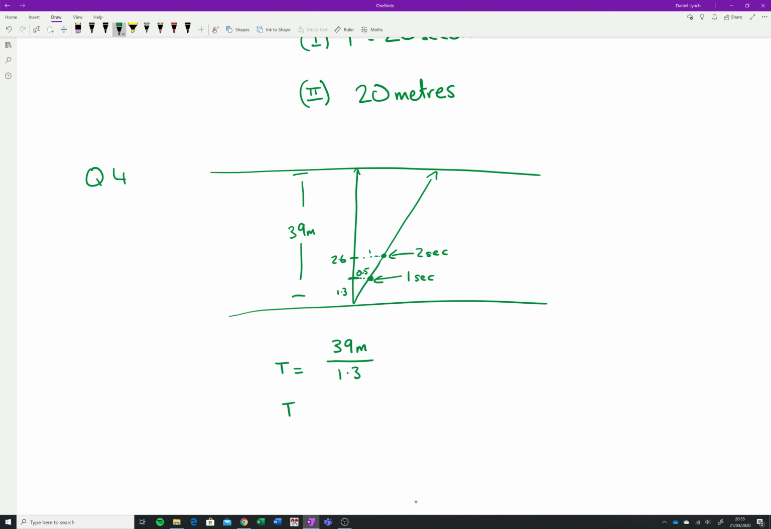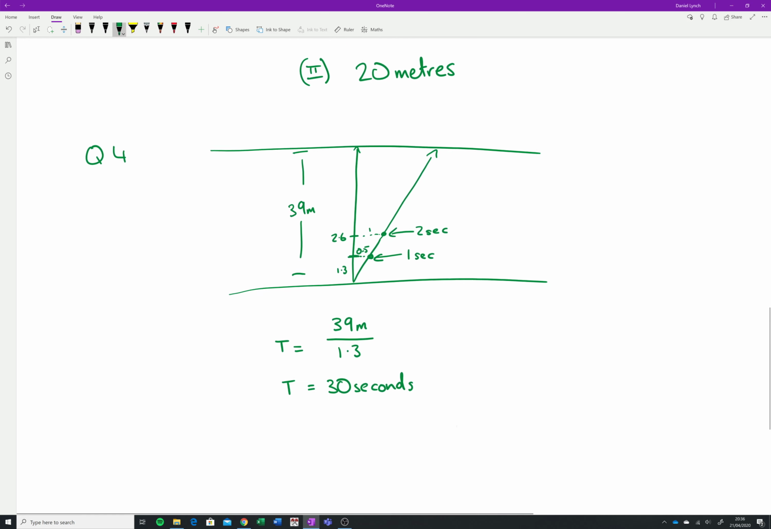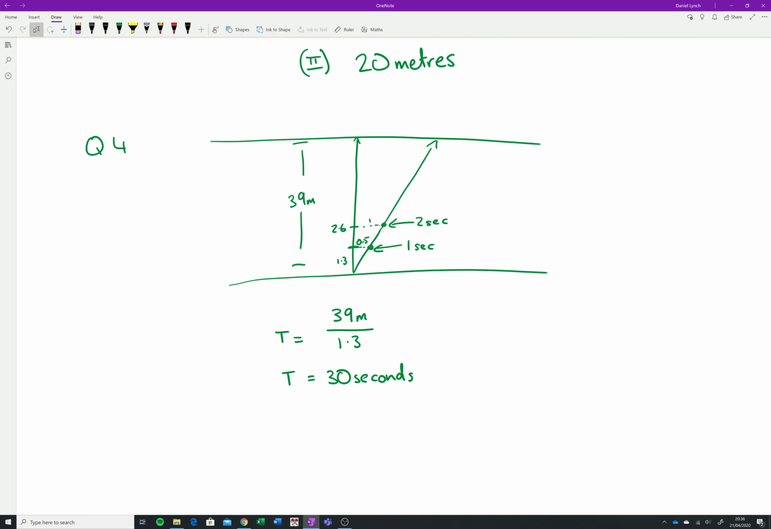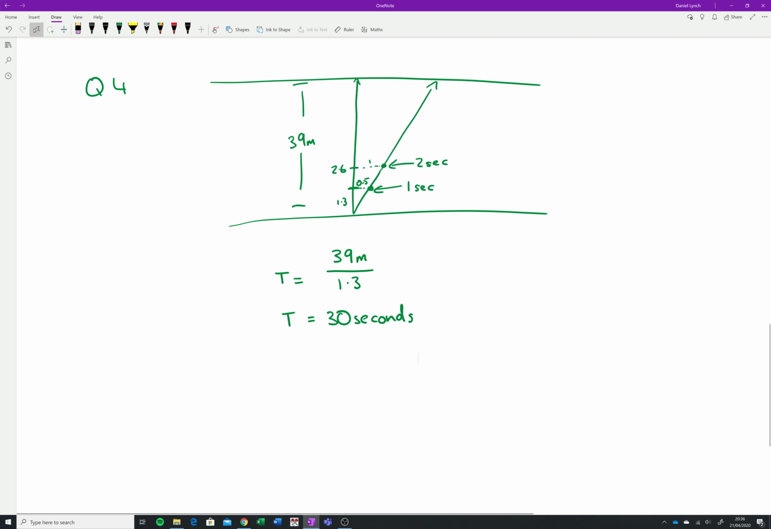39 divided by 1.3, of course, is 30 seconds. That's 30 seconds. Okay, what is that doing? That is actually pointing your boat at right angles as if to go straight across. You will instead get swept down there, so you'll end up landing over here, but it will take 30 seconds for that to happen, as we've just shown, because we're just going up by 1.3 each time.